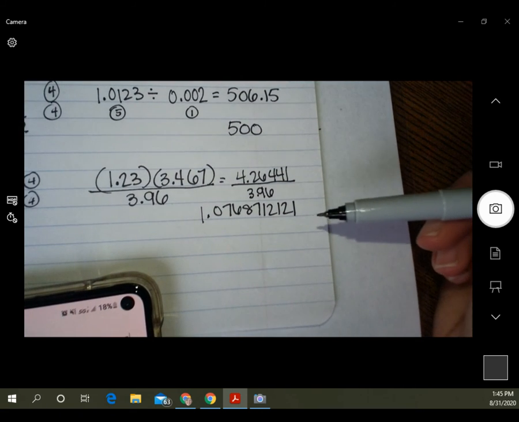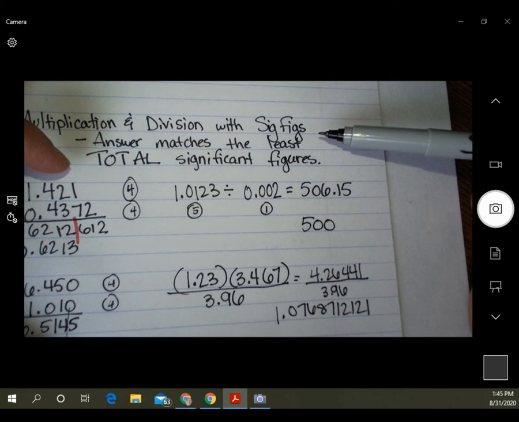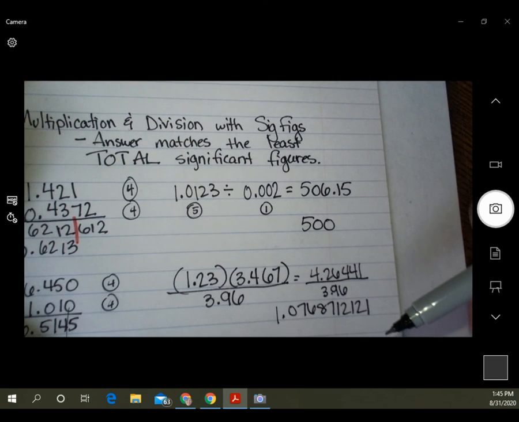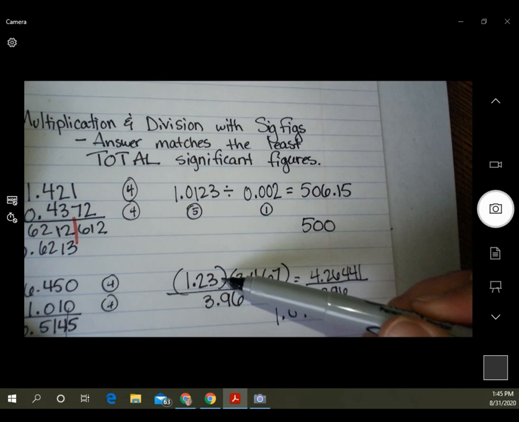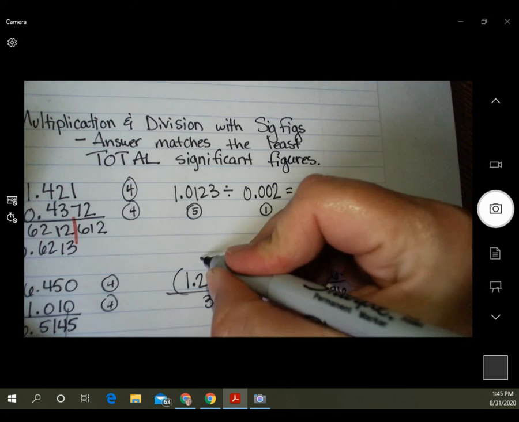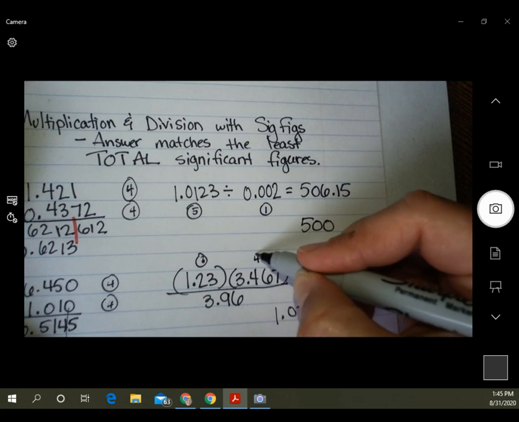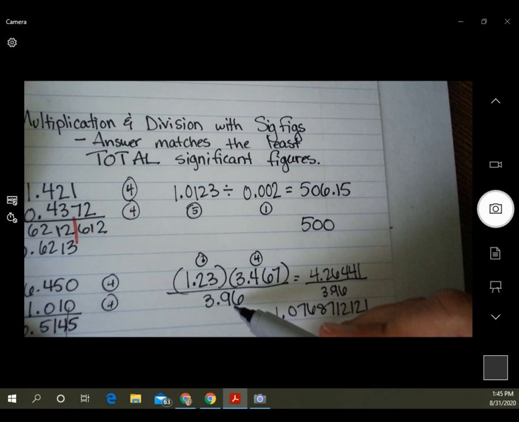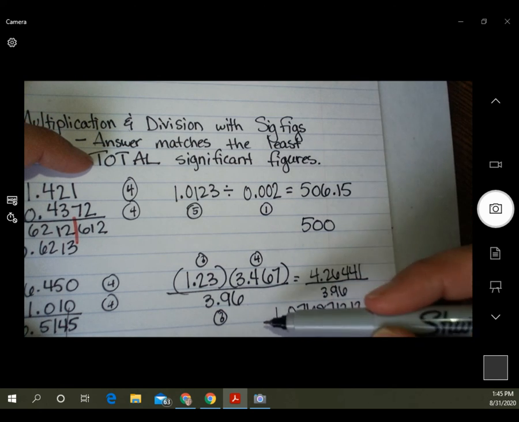Now we have to decide what is the best answer. So we go back to our rule. The answer has to match the least total significant figures. So if we look at 1.23, how many significant figures are there? Show me on your fingers. Okay, so there's 3 here. How many are here? I see lots of 4s. What about this one? We got 3 there. So our least total is 3.